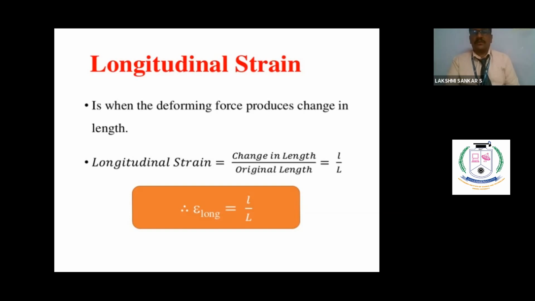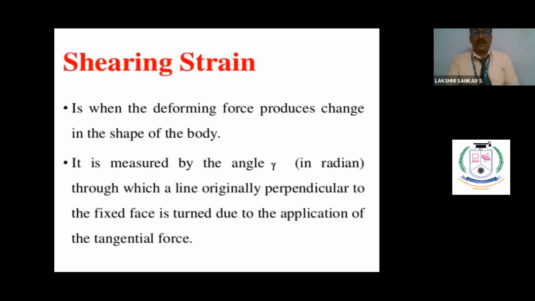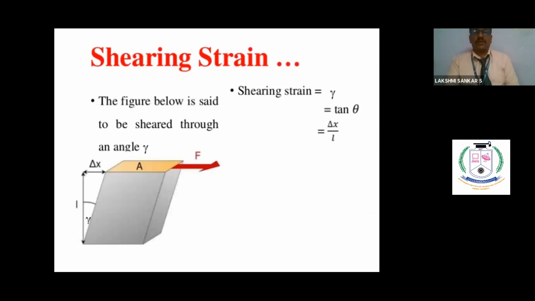Both are getting cancelled. Therefore, there is no unit for that. And if you see the shearing strain, I will go to the diagram. You see one block is shown. A force is applied tangentially on the particular member. So the area is shown there, A. So F divided by A is going to be the shearing stress.